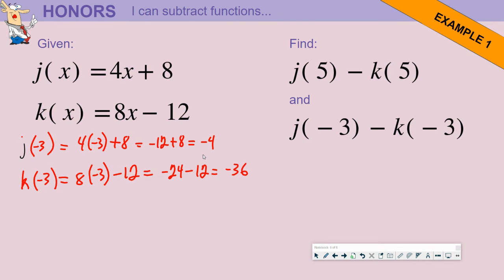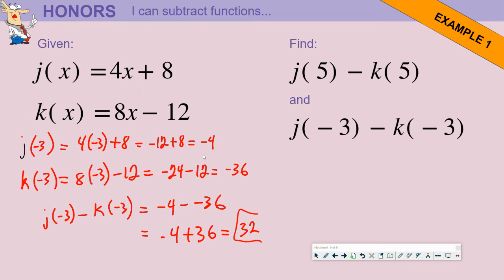negative 36. Now we carry through like we did before and do the function j of negative 3 minus k of negative 3, and that equals negative 4 minus 36, which gives us negative 4 plus negative 36, equaling negative 40.